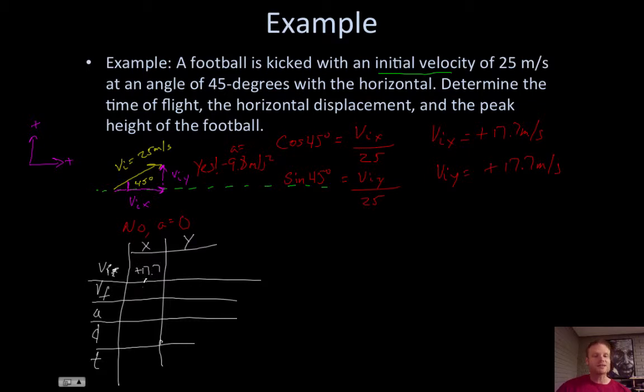V final in the x, now this is again where you have to use your noodle. Since there is no acceleration in the x direction, the final velocity is actually going to be the same as the initial velocity, so it too will be positive 17.7 meters per second. You have to be able to realize that because there's no acceleration in the horizontal direction, that velocity will not change. Okay, the acceleration in the x direction is 0.